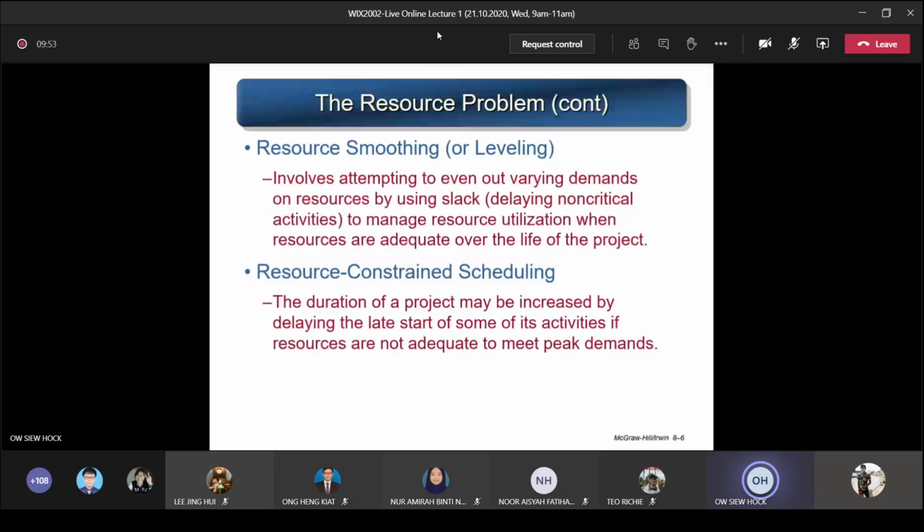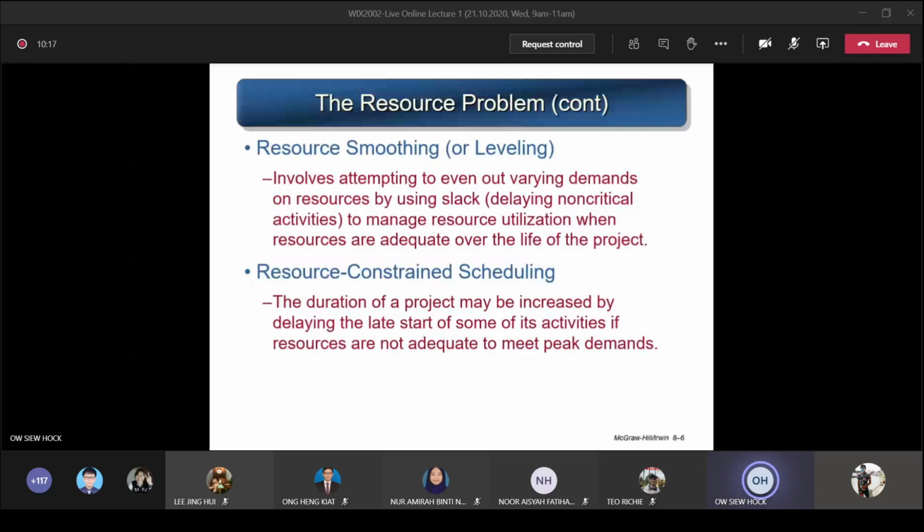So you have studied the network diagram. The free time you have is called the slack. So you make use of the slack by delaying the non-critical activities to manage the resource utilization when resources are adequate over the life of the project. So now, let's say you don't have enough time. So you go and delay the use of the resources based on the time that you have.